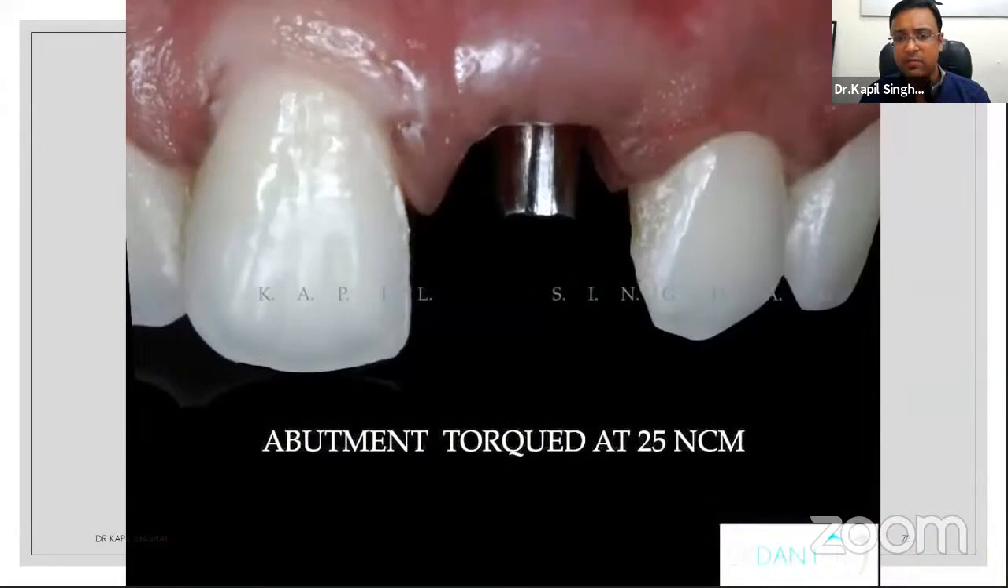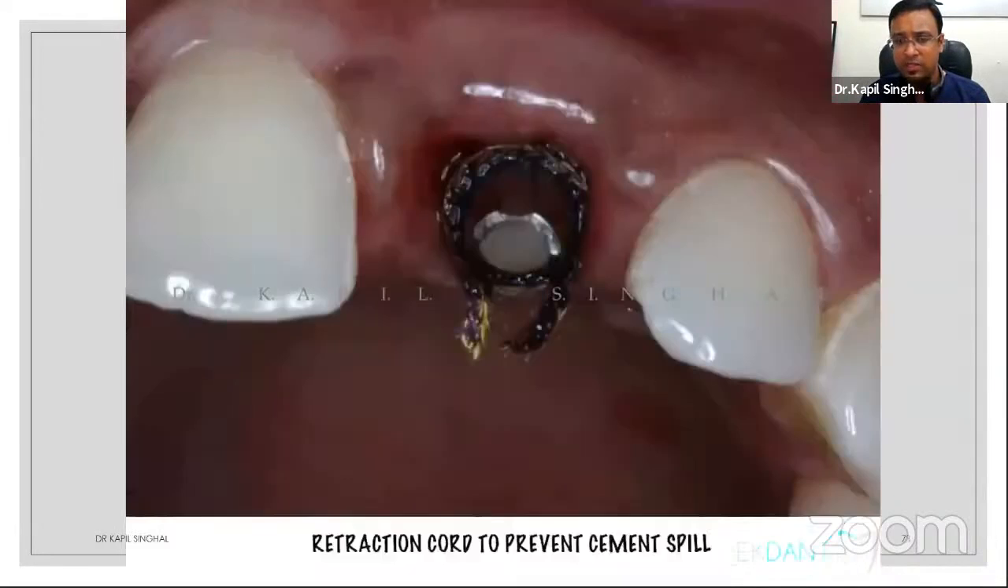Now we place the abutment in the patient's mouth and put a retraction cord. This is a very good way, as it prevents excess cement from going into the sulcus area. So I'll remove it after placement of my crown, to remove all the excess cement.